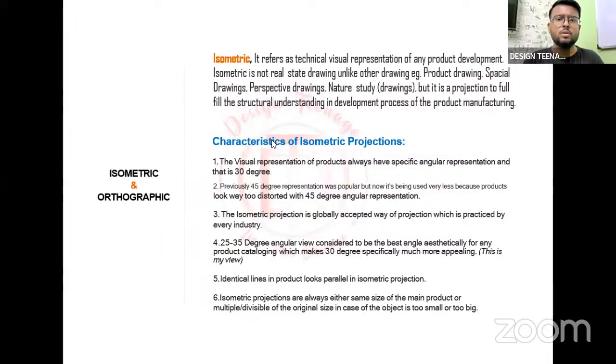So for example, let's assume this is our surface or surface plane on which our product, or any sort of structure which we are looking at, is there. Now, when we are looking for an isometric drawing, let's assume this is our 90 degrees.